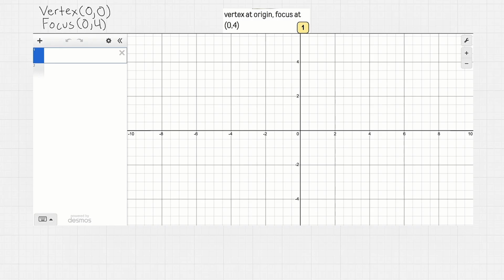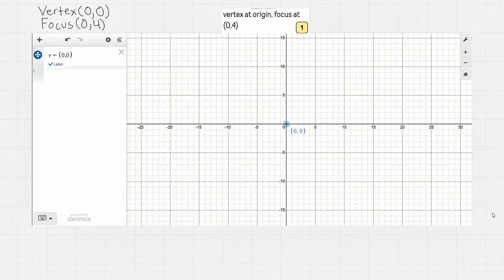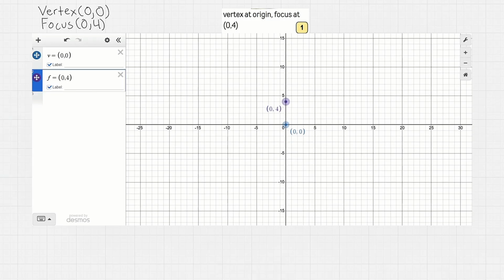At first, let's plot the given: the vertex at 0, comma 0 and our focus at 0, comma 4. Now we have graphed our given points. We can tell the orientation of the parabola: it opens upward. So now we can try to get our standard equation.